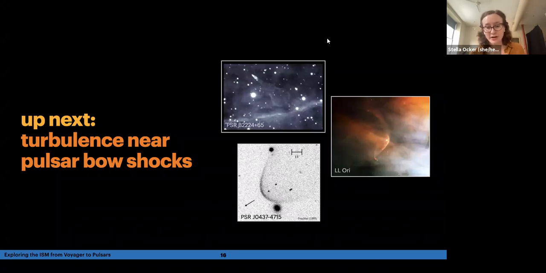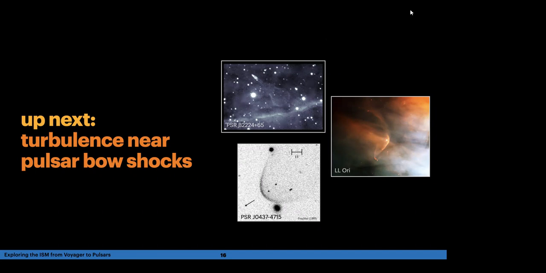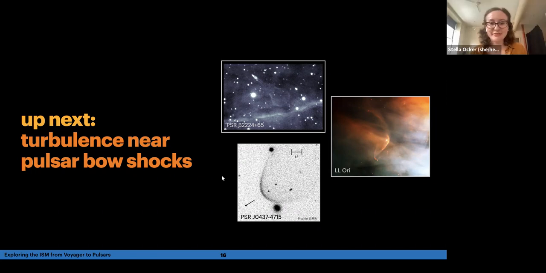But at the end of my talk, I will briefly discuss a new mission concept called Interstellar Probe that is being developed and which would essentially be Voyager's successor in doing this kind of science. Great, thanks. Okay, if there are no other questions, then I will move on.